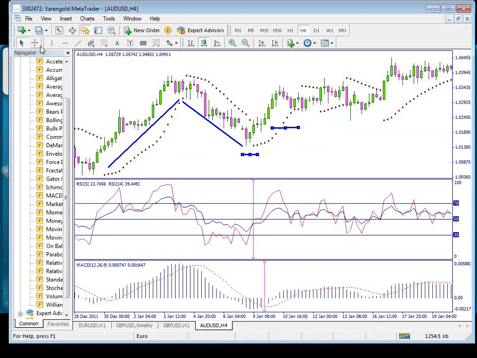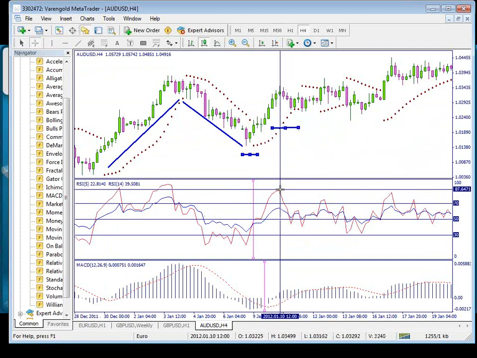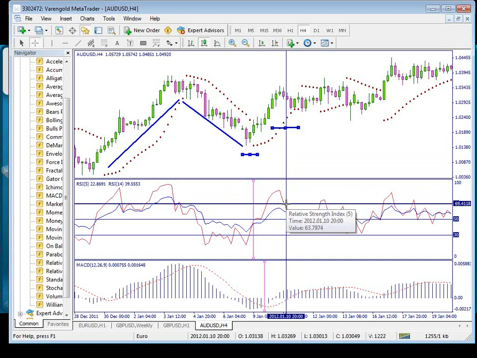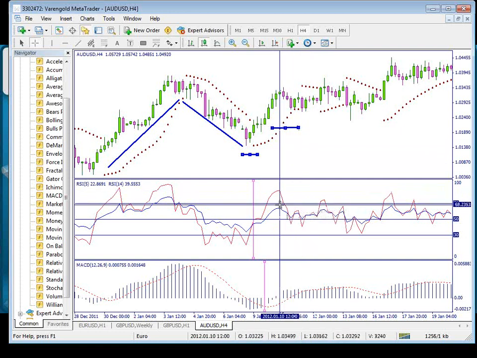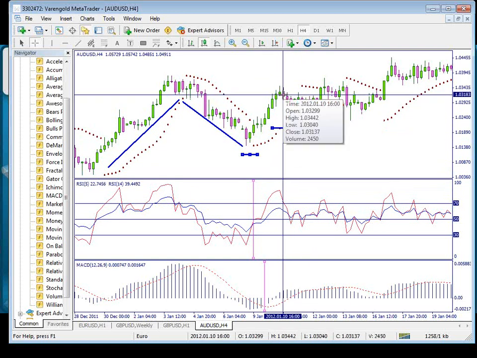Here we can see that RSI is going from the 70 area up to 50 level. So maybe somewhere in this area I will close the order.